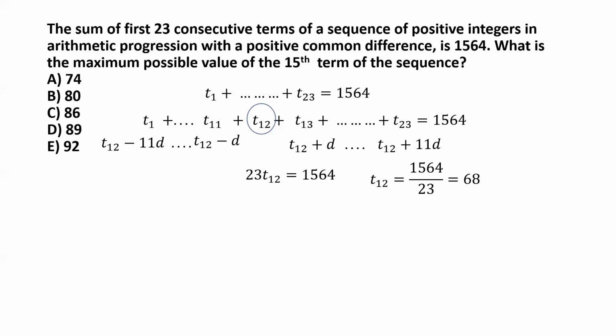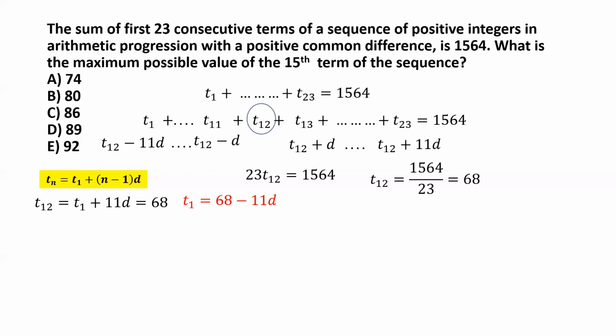So if T12 is 68, we know that in an arithmetic progression, the nth term can be expressed in terms of the first term and the common difference D as Tn equals T1 plus (n minus 1) multiplied by D. So we can write T12 as T1 plus 11D, which is equal to 68, from which we have T1 equals 68 minus 11D.